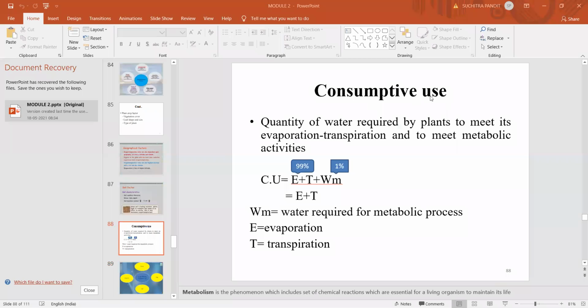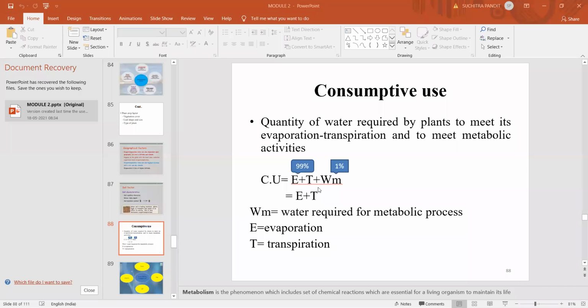Next is the consumptive use. Consumptive use is nothing but the evapotranspiration, the amount of water lost to the atmosphere through the process of evapotranspiration. Consumptive use is the quantity of water required by plants to meet their evapotranspiration requirement and to meet the metabolic activities. Here it is given by an equation: Cu = E + T + Wm.